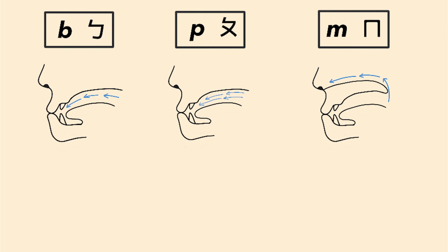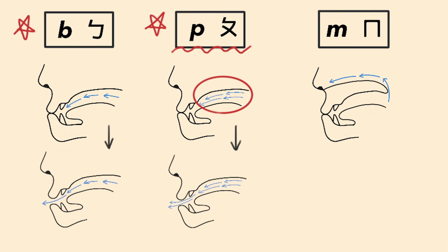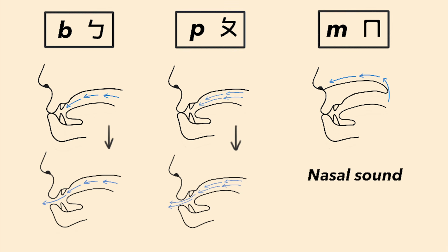After learning b, p, m, let's review what's the difference between them and do some practice. The common feature about these sounds is that when pronouncing them, you need to keep your lips closed. The difference between b and p is that p is aspirated and b is not. So remember, you need to exhale more when pronouncing p. And m is a nasal sound, so the air is escaping through the nose, which is different from b and p, in which air escapes through the mouth. Okay, keep this in mind. Let's do some practice.